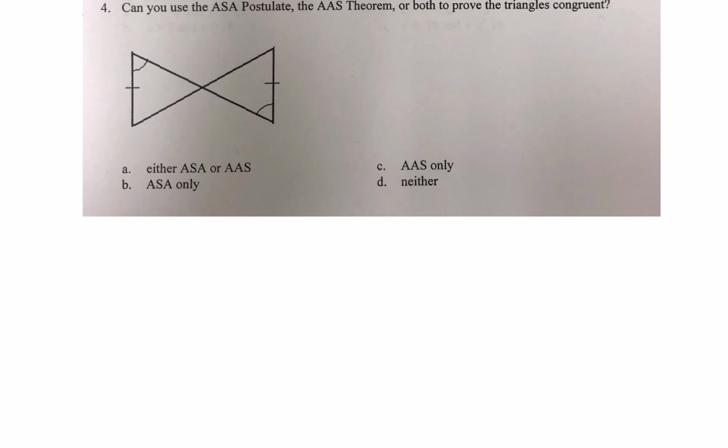Then we have question 4. Question 4 says, can you use the ASA postulate, the AAS theorem, or both to prove the triangles congruent? Now let me check. So here I have that this side is congruent to this one because I see the big marks, and I have that this angle is congruent to this one. Let me just do it in another color so you can notice the difference. So this angle is congruent to this one.